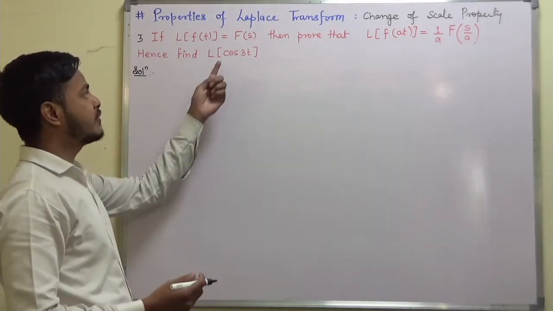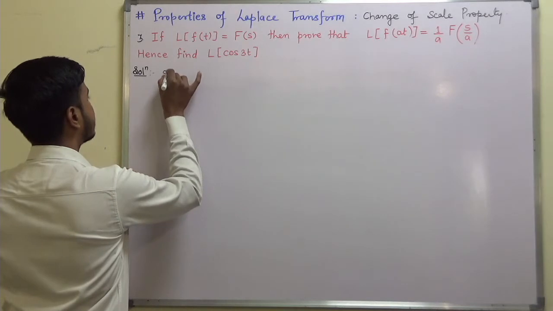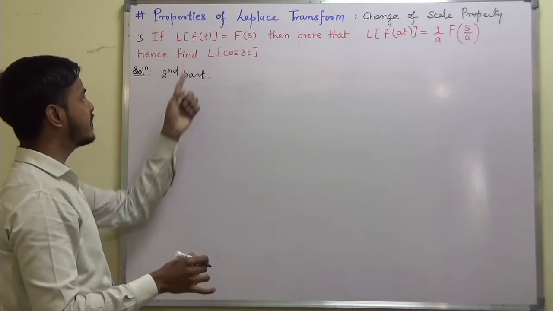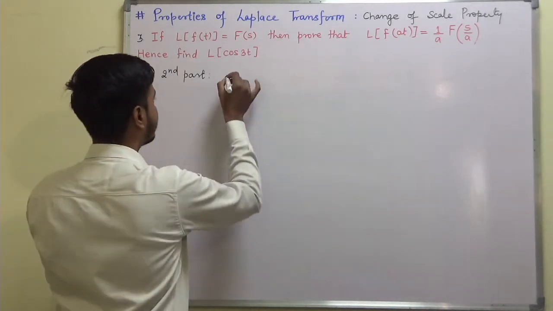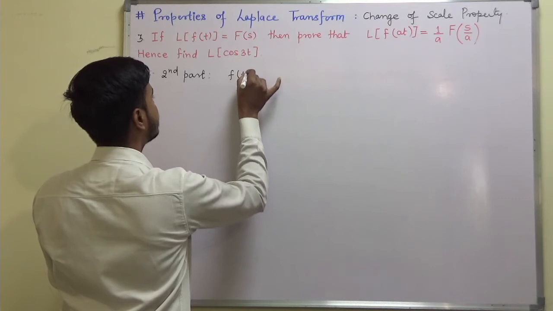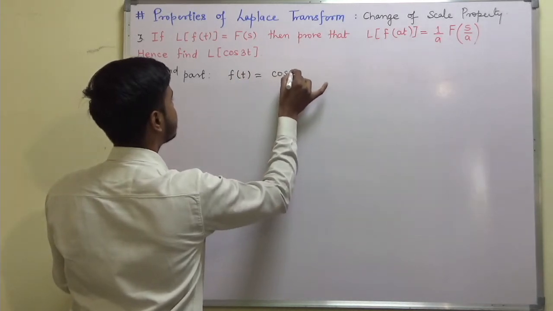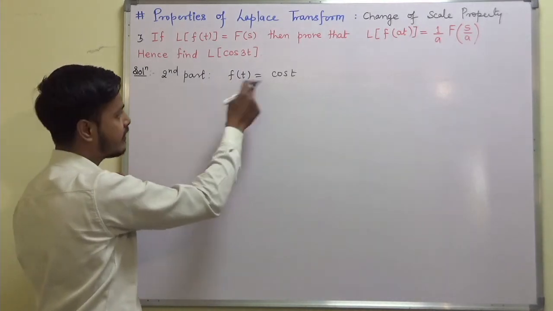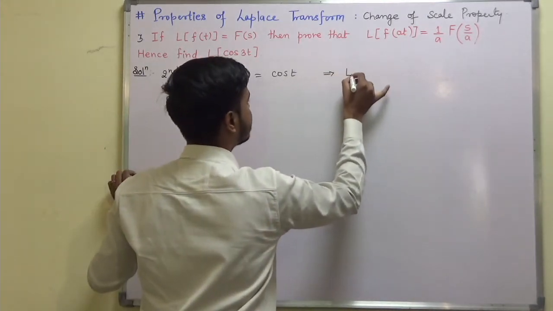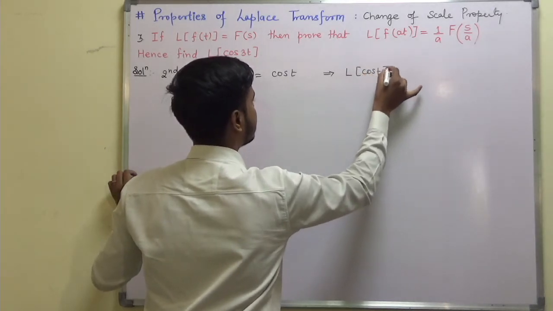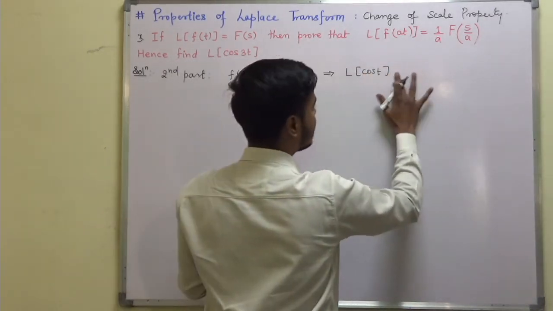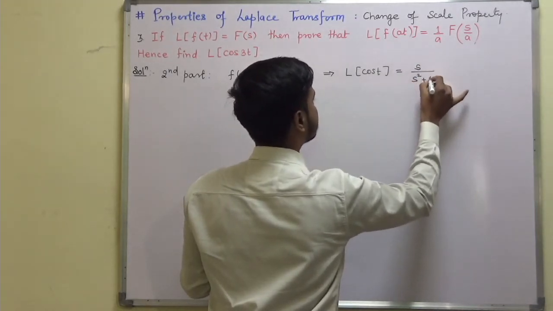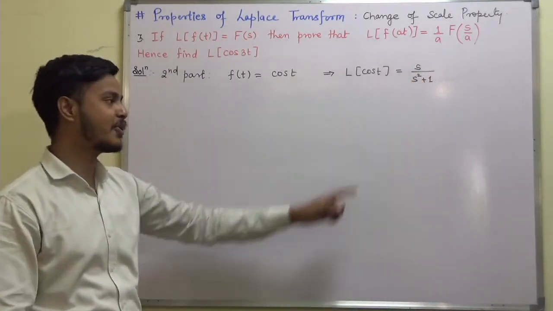Okay, now we have to do the second part. For the second part, first of all we have to find out Laplace transform of f of t. So f of t is equal to cos t. This is f of at. Okay, we want f of t first of all. So f of t is equal to cos t. This implies Laplace transform of cos t. What is Laplace transform of cos t? Laplace transform of cos t is s upon s square plus a square. A is 1. Sorry, s upon s square plus 1.